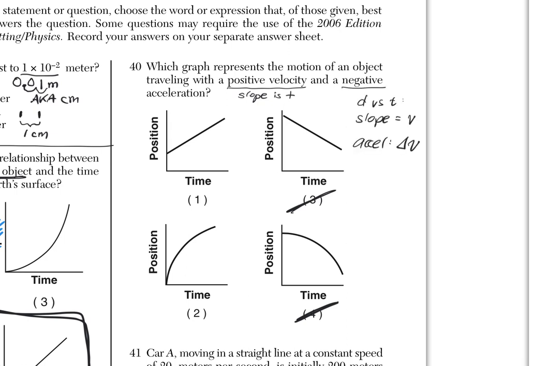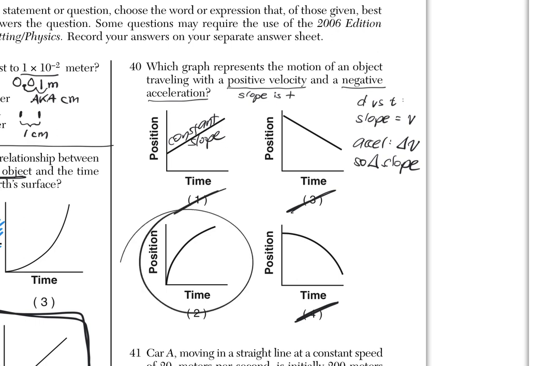Well, we know that acceleration is a change in velocity. And if the velocity is the slope and the object is accelerating, then there will be a change in the slope. And then choice 1 has a constant slope. That is a straight line. Not a constant position, but a constant slope. So it's not choice 1, it is choice 2.